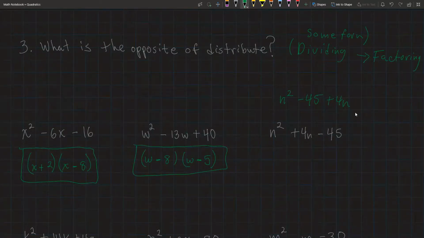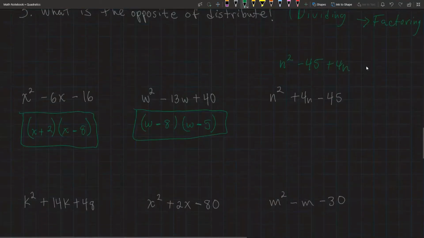And again, I don't like to think of it as this top format. If it was given to me in this format, I would rewrite it in this format below and say, all right, I know that I multiply something times something to get that. And how do we get n squared? By multiplying n times n.